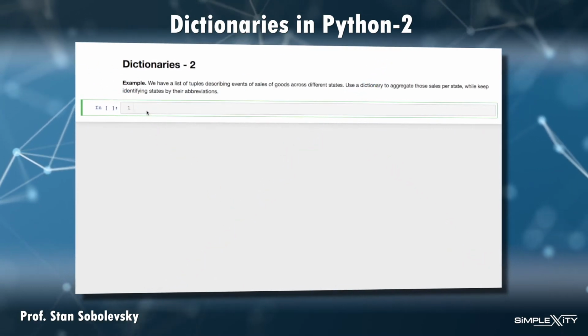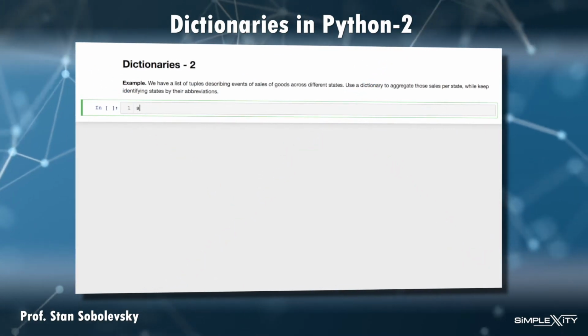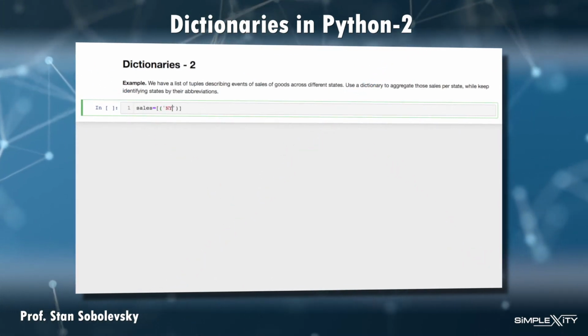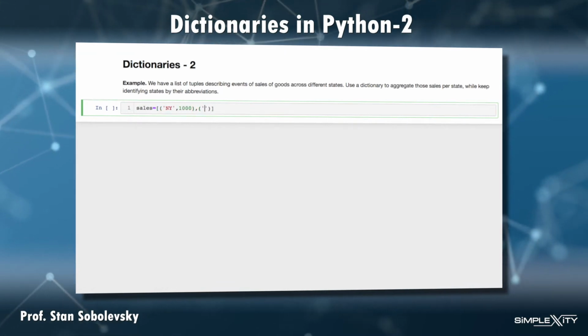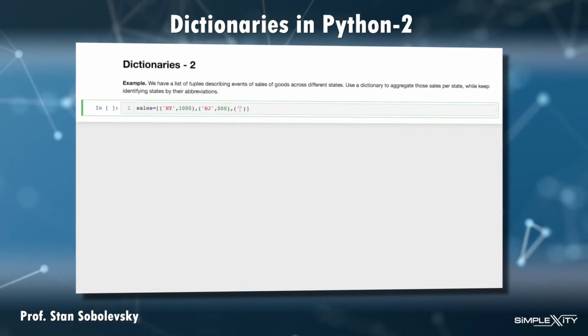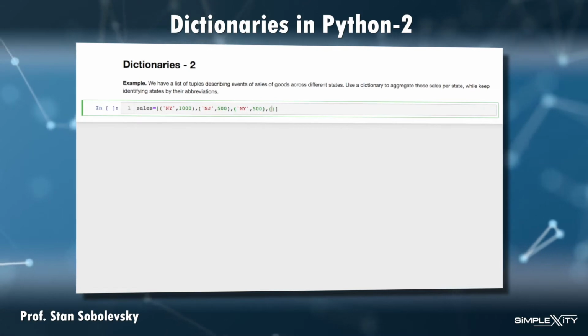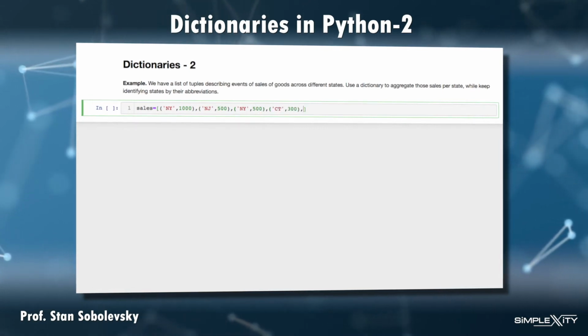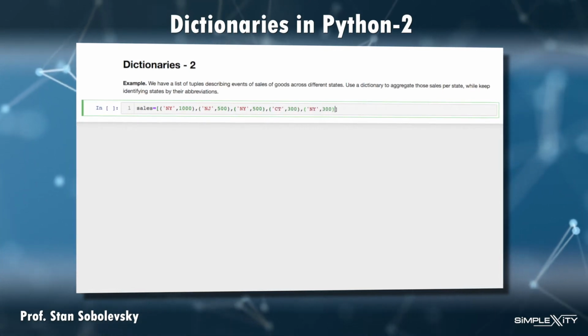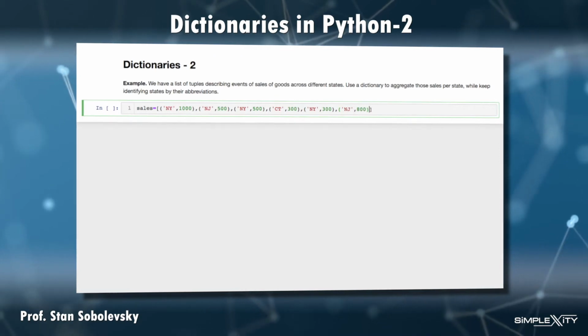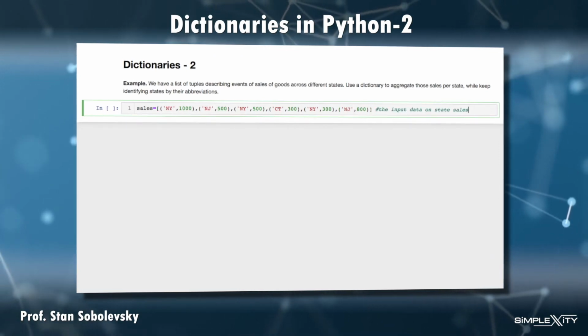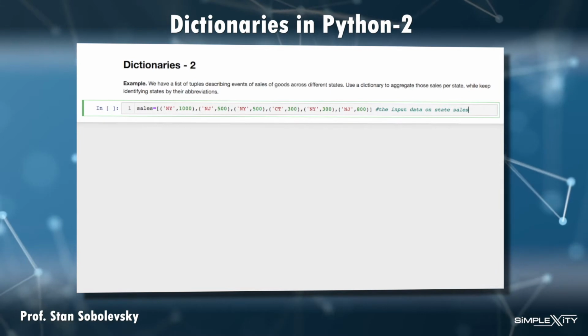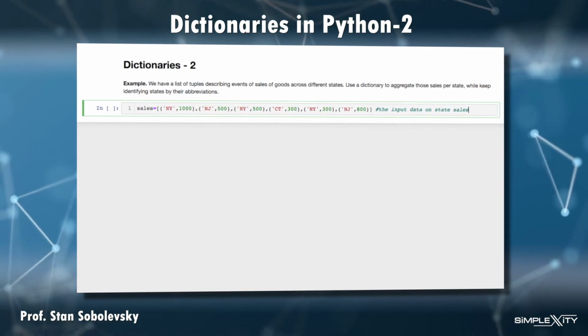So consider an example where we are given a list of tuples describing events of sales of goods across different states. Each event is characterized by the volume of sales. We want to aggregate those so that we get the total sales by state. And let's use a dictionary to perform this kind of aggregation.